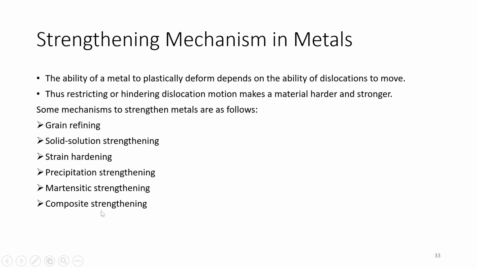And in composite strengthening, you can add some reinforcements, for example rods, whiskers, precipitates or small particles to your material matrix, then it will be having some strain to it and it will be composite strengthening.